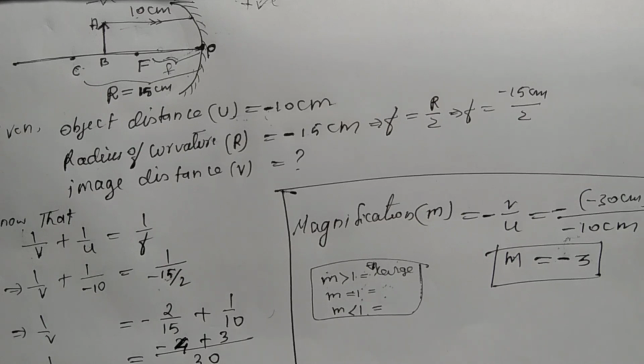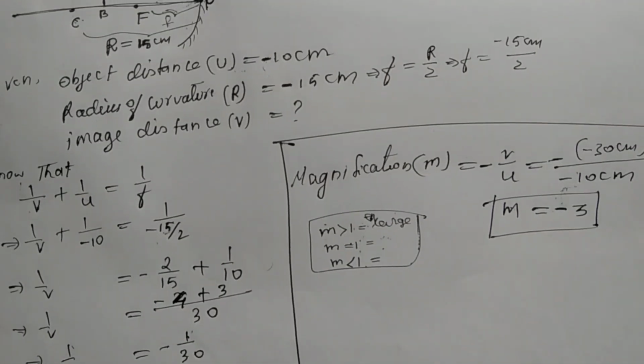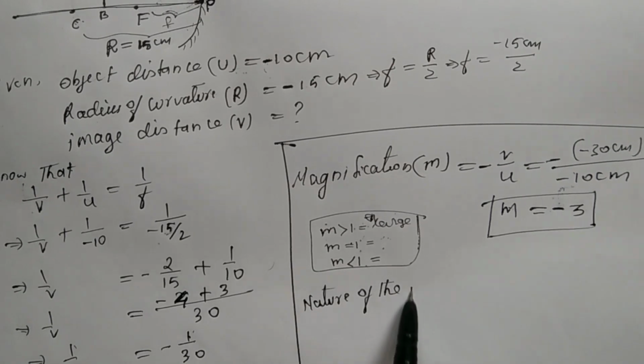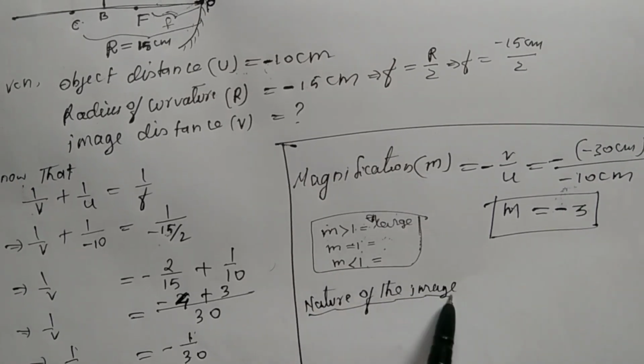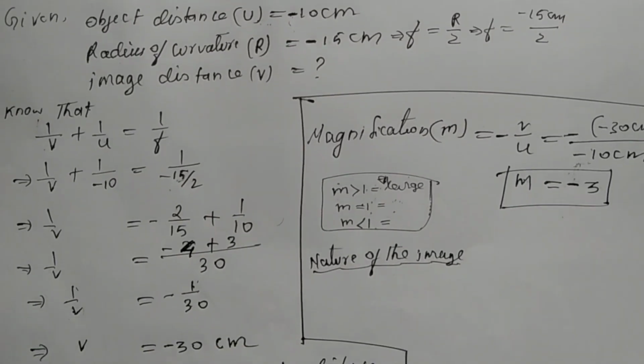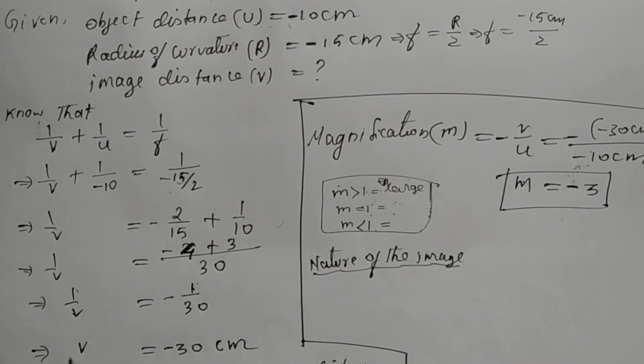Now we have to find out the nature of the image. Nature of the image, right? Now how will we know the nature of the image? To find out the nature of the image, we have to look at the position of the image. By looking at the position of the image and magnification, we can easily say, or we can easily write, the nature of the image.